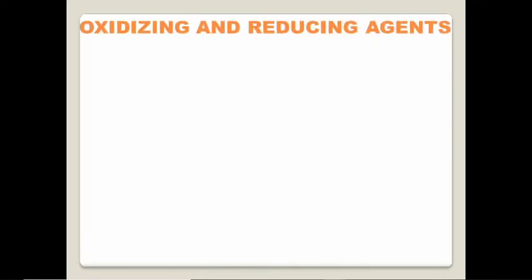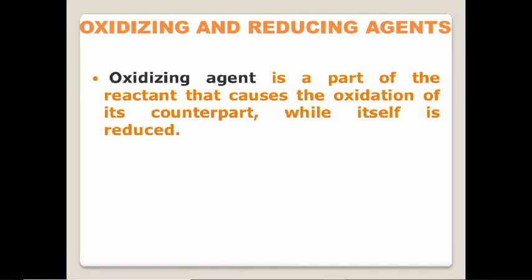Oxidizing and reducing agents. An oxidizing agent is a part of the reactant that causes the oxidation of its counterpart while itself is reduced. This means that an oxidizing agent will cause oxidation of another element or compound while itself is going to undergo reduction.